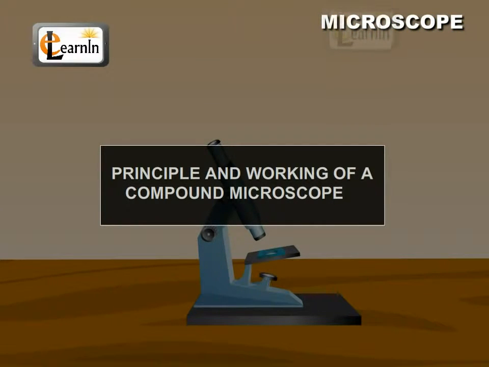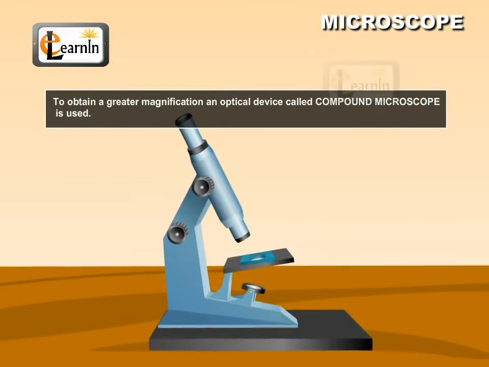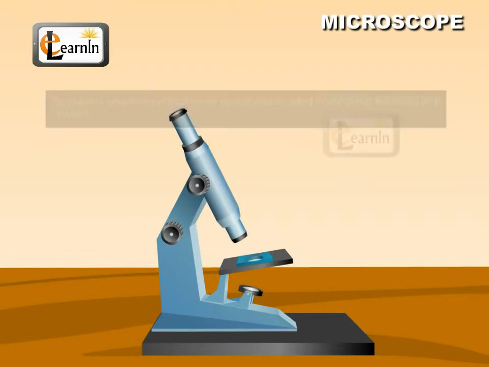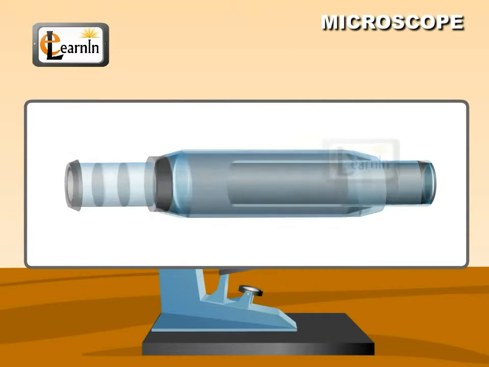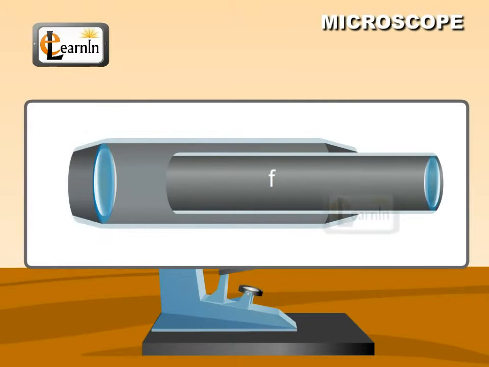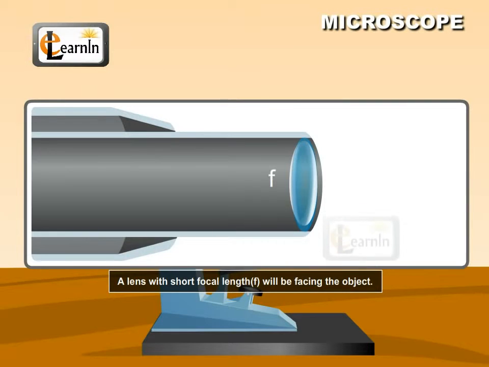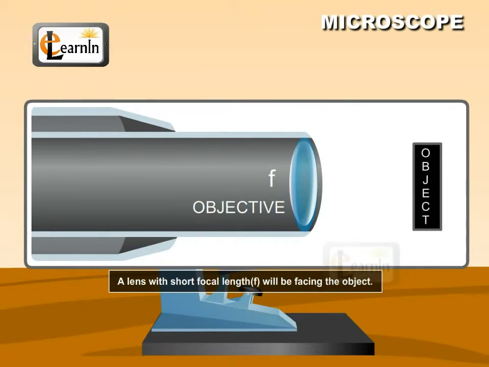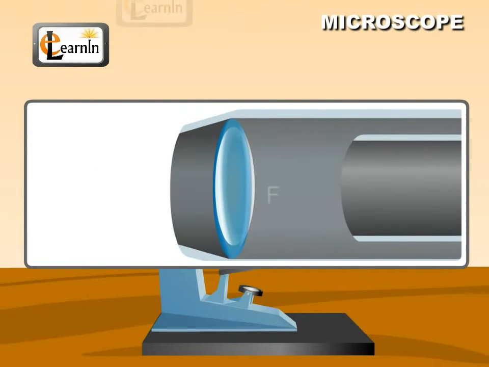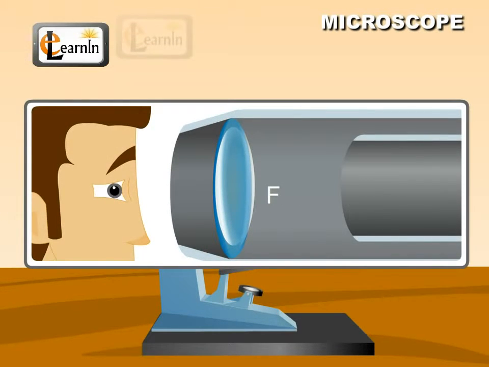Principle and working of a compound microscope. To obtain greater magnification, an optical device called compound microscope is used. A compound microscope is a combination of two convex lenses whose focal lengths are different. The lens with the short focal length f will be facing the object. This lens is called objective. The lens with large focal length capital F is used for viewing the object, and this lens is called eyepiece.